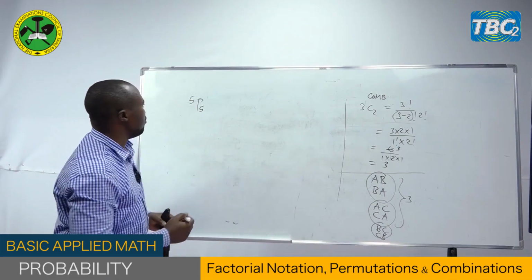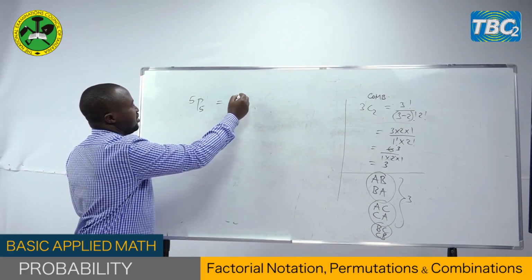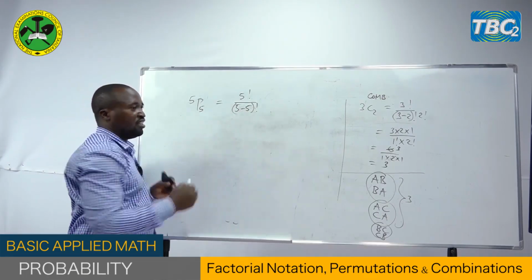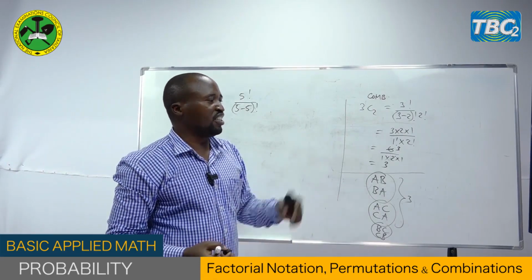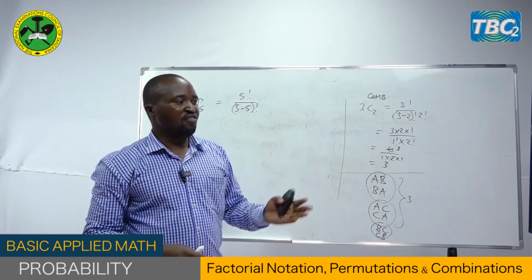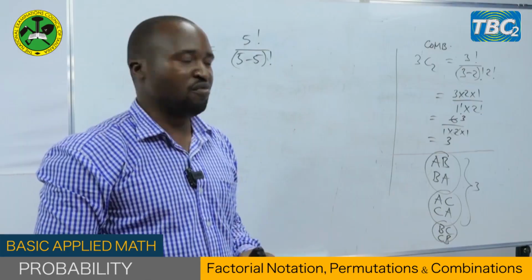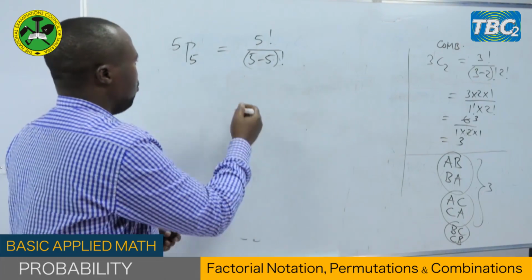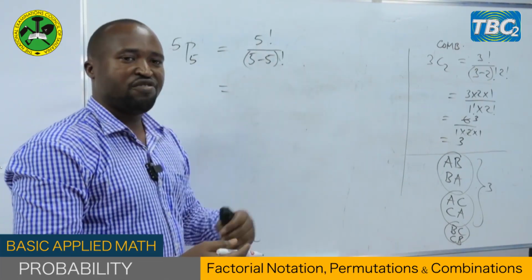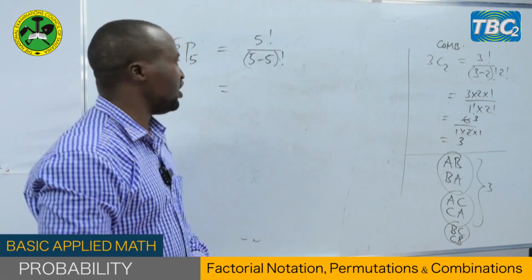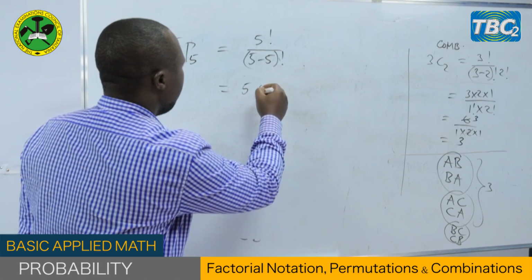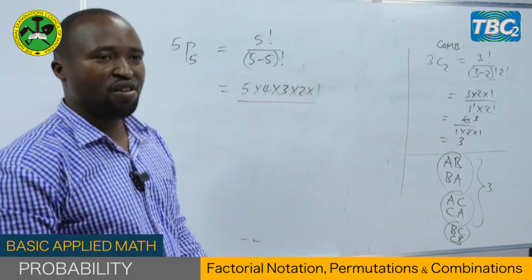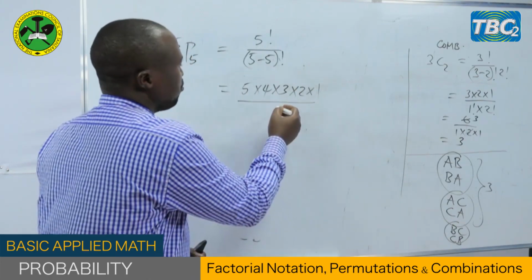Now, by using our general formula for permutation, this is the same as 5 factorial over (5 minus 5) factorial. Remember, the general formula for permutation is nPr equals n factorial divided by (n minus r) factorial. That is our general formula. That is why we just plug in 5 factorial over (5 minus 5) factorial. Remember the expansion for 5 factorial, our first definition of factorial notation. This is equal to 5 times 4 times 3 times 2 times 1 over, then we have 5 minus 5, which is 0 factorial.